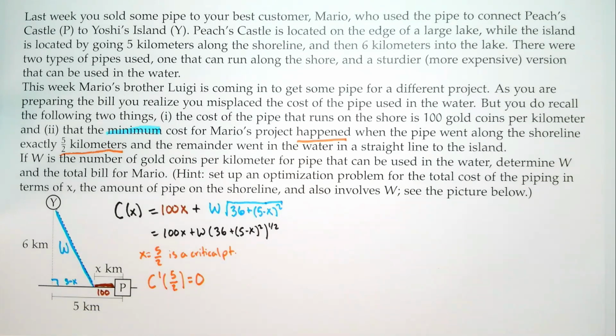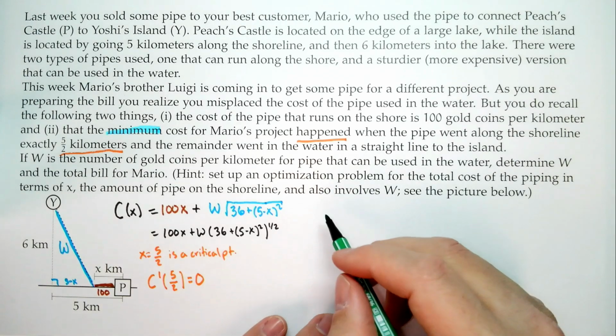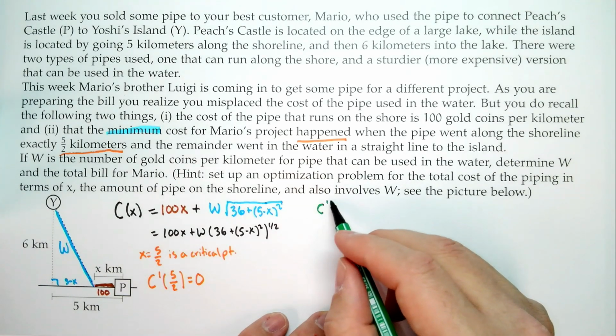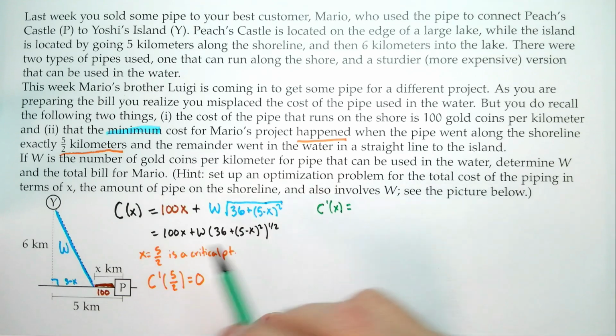So here it's a case where we actually know where the optimum happened. We just need to figure out how to use that information to extract other information. In this particular case, we're after what can we say about W. So we want to take C prime. So C prime of X, what does that turn out to be?